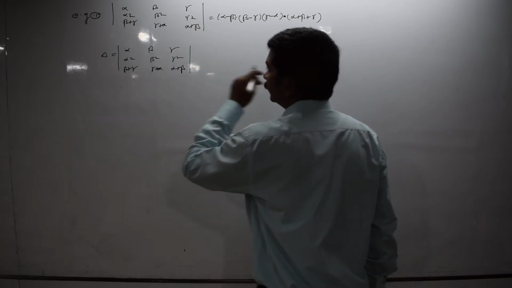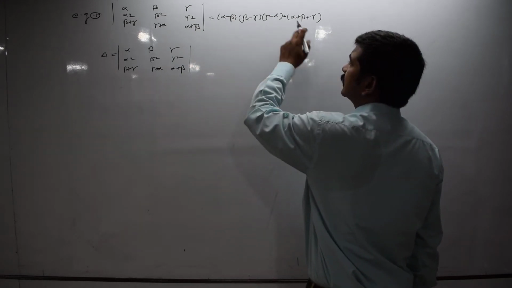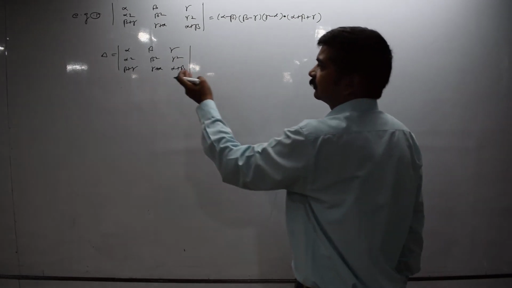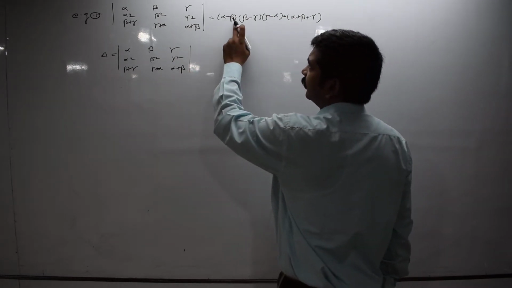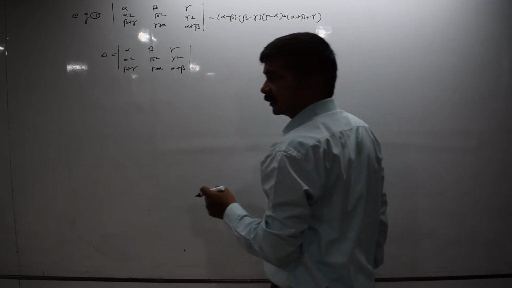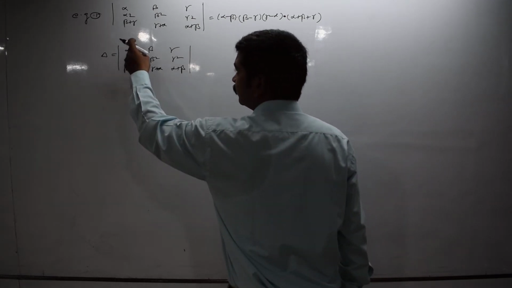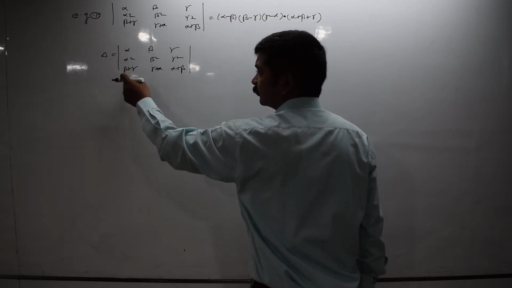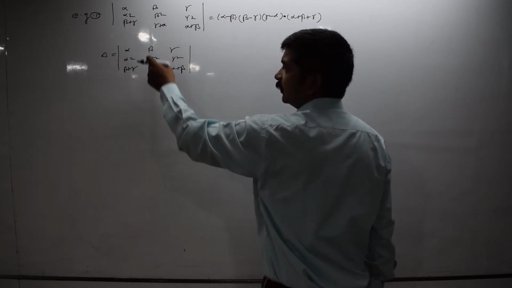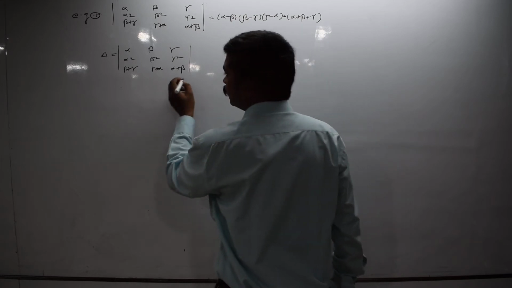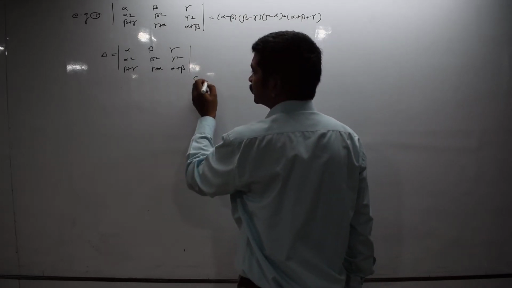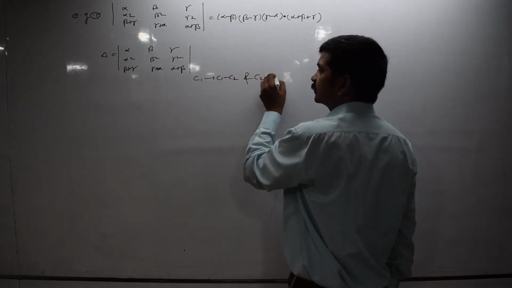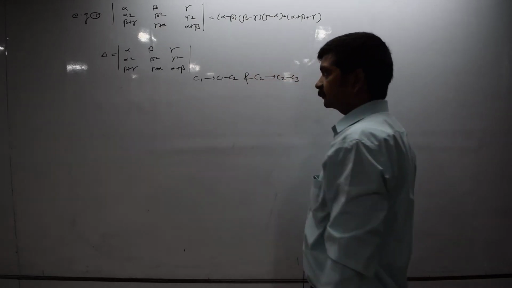Now, we are given this and we want this as the answer, and this is the hint for us that we want alpha minus beta, beta minus gamma. Alpha minus beta means here is alpha and here is beta. This is the element of column C1, and this is the element of column C2. So, first we apply the operations C1 changes to C1 minus C2, and next C2 changes to C2 minus C3.